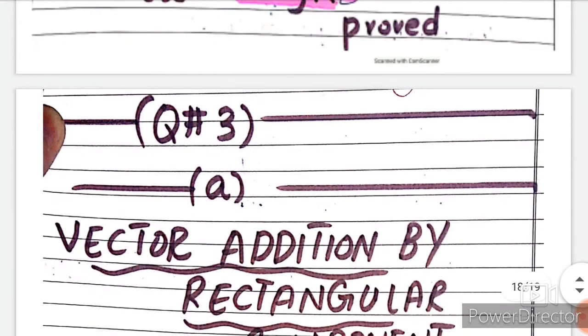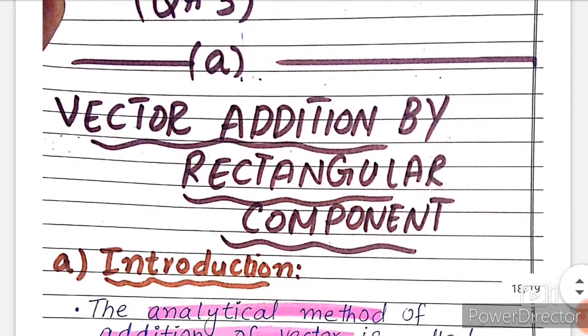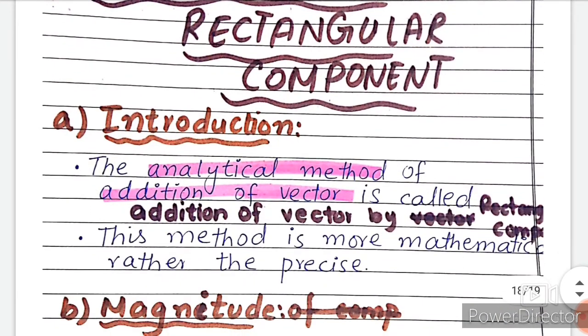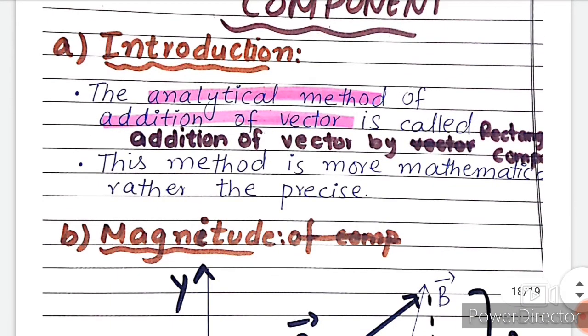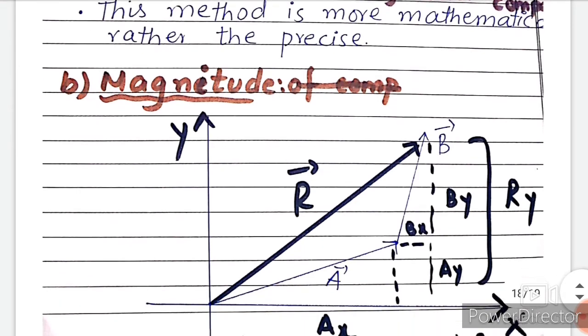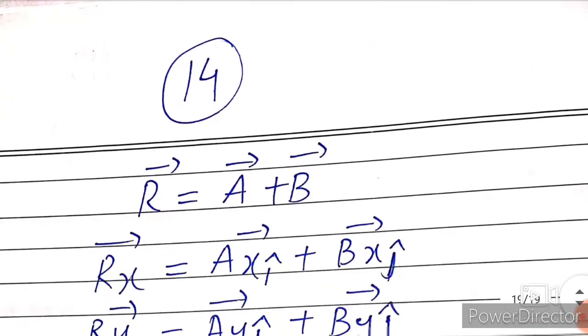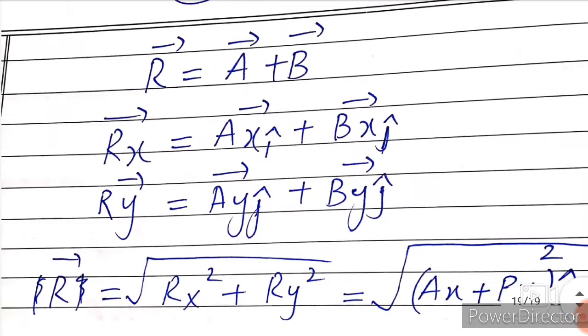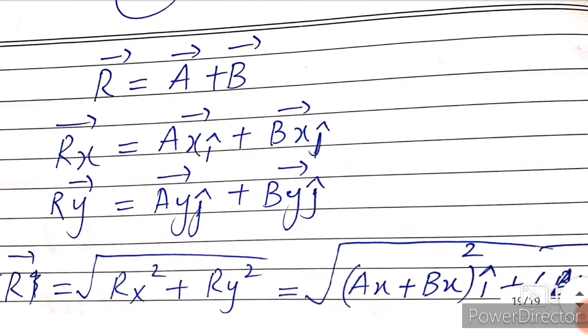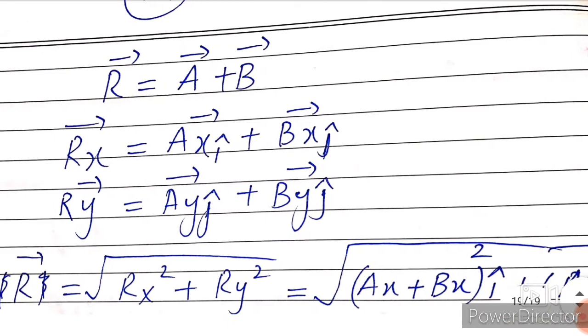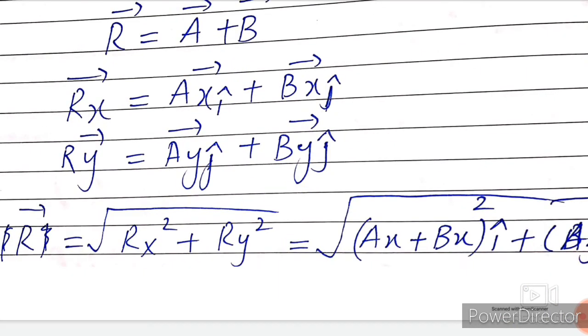Then question number 3 part A, vector addition by rectangular components, introduction, magnitude of components, and like this you have to draw the diagram and write the resultant. So this is how you can attempt the physics paper in the first year Federal Board examination.